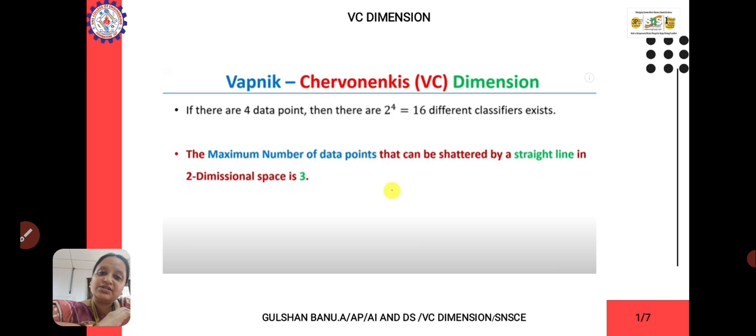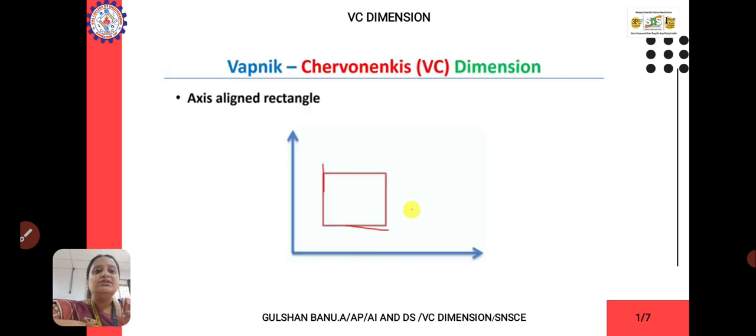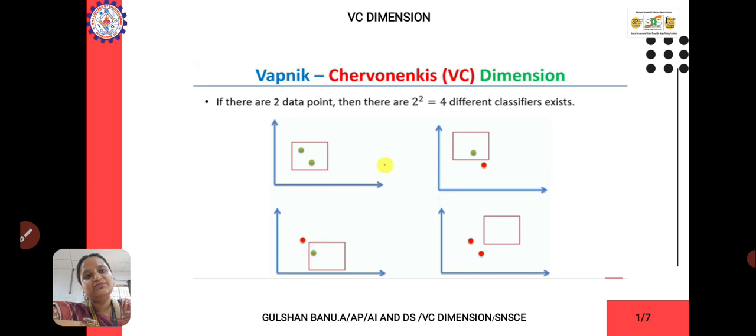If you have 4 data points, then 2 to the power of 4 will be 16, and it will be definitely difficult for different kinds of processing. Now see, this is how the axis alignment will be in a rectangle. In this it has a rectangular shape, and that rectangular shape will be associated with the different plotting values.